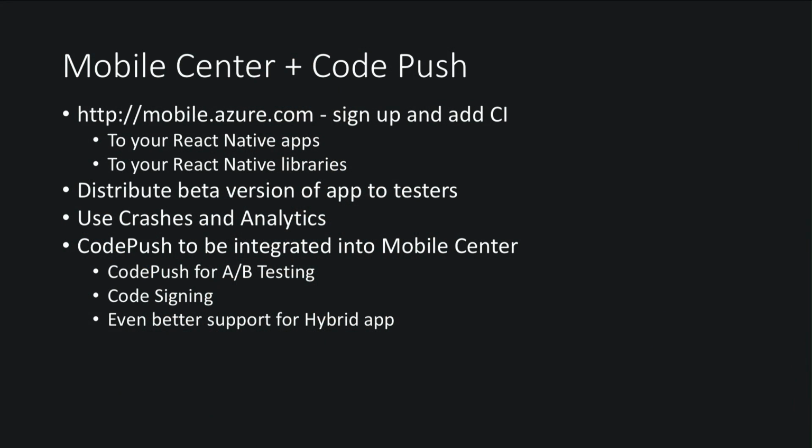In fact, if you have React Native libraries, like Max Stauber's style components, for example, you probably should use some sort of CI. I mean, you don't have to use Mobile Center. Use some sort of CI, and you'll be able to build this. You can distribute beta versions of your applications to your testers.